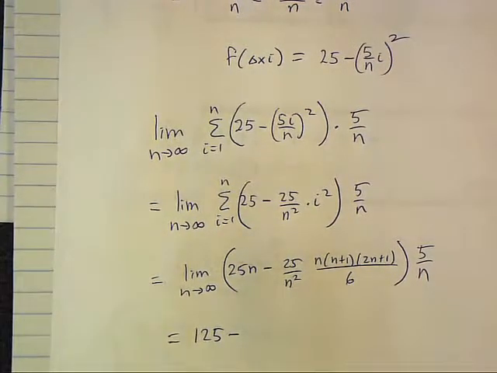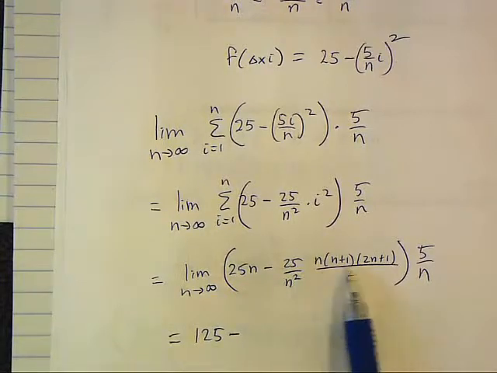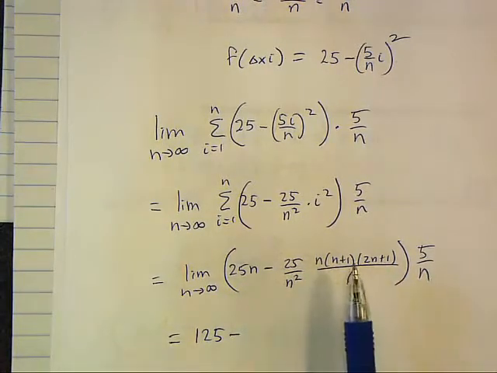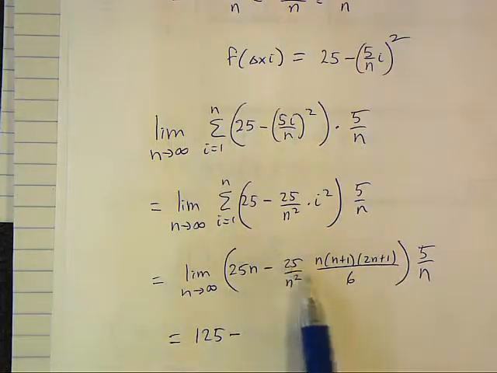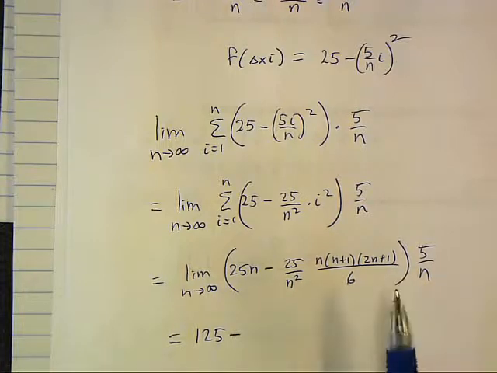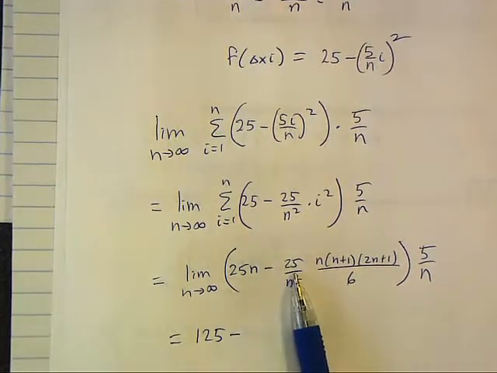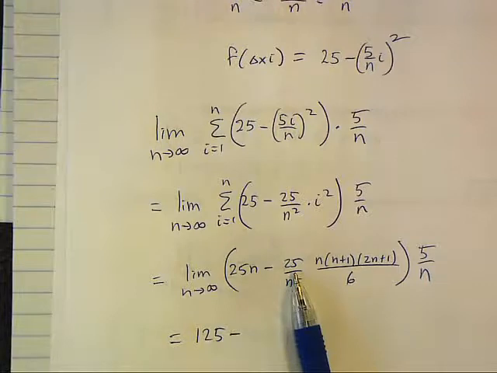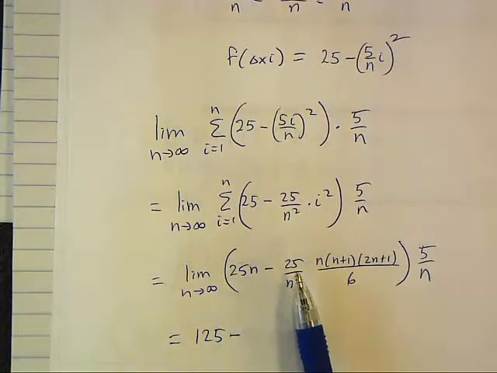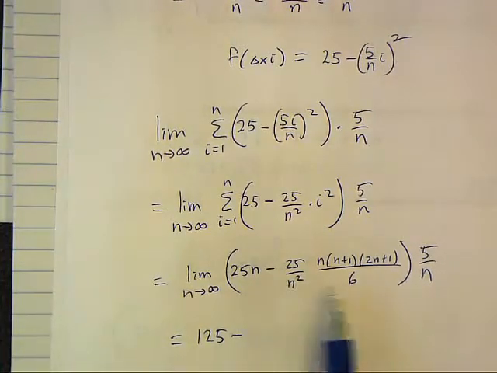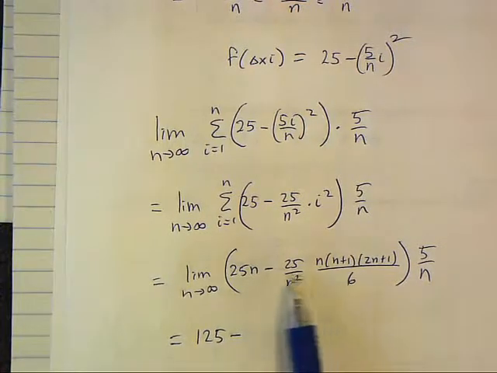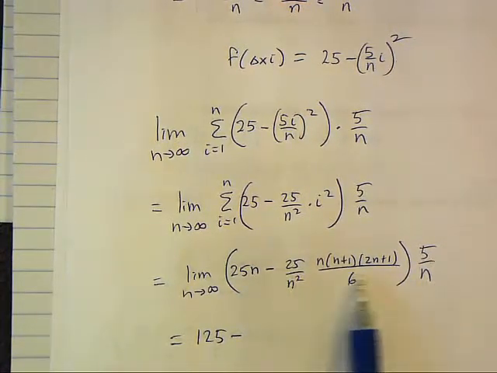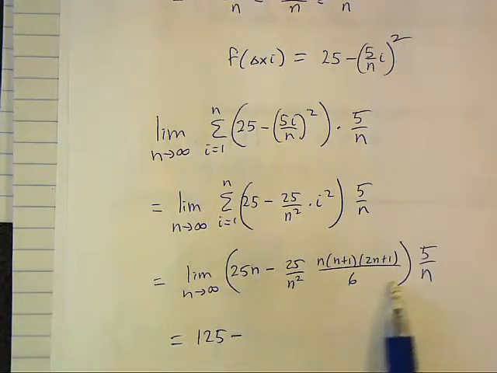Minus. Now look at this one. On this one, if you were to FOIL this all out, you're not going to do it, but if you were to, what would the leading term be? 2n cubed times 25, right? So the leading term would be 50n cubed. What do you have on bottom? 6n squared. But then you've got another n over here, don't you? So what's the power on bottom if you take this 5 over n and multiply it through? You'd have 6n cubed on bottom.